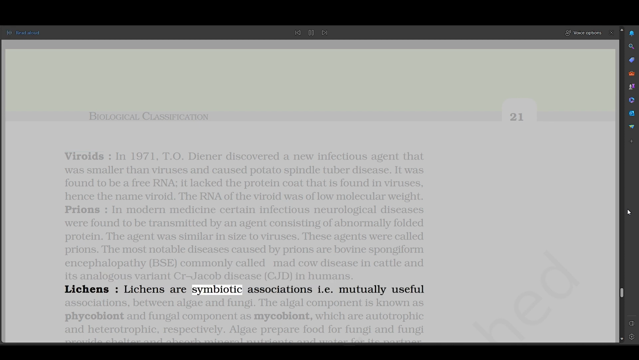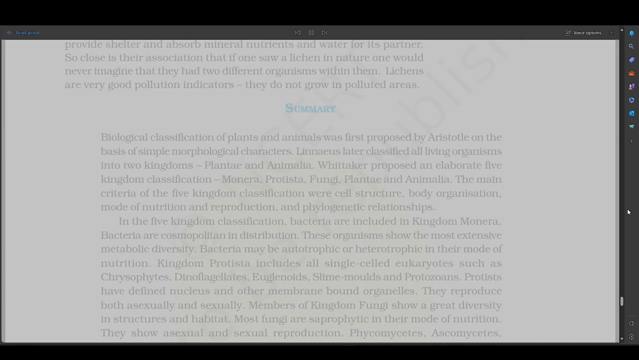Lichens. Lichens are symbiotic associations, i.e. mutually useful associations, between algae and fungi. The algal component is known as phycobiont and the fungal component as mycobiont, which are autotrophic and heterotrophic, respectively. Algae prepare food for fungi and fungi provide shelter and absorb mineral nutrients and water for their partner. So close is their association that if one saw a lichen in nature, one would never imagine that they had two different organisms within them. Lichens are very good pollution indicators. They do not grow in polluted areas.